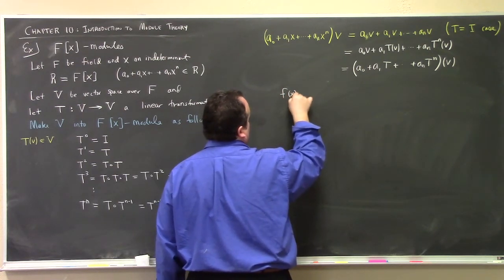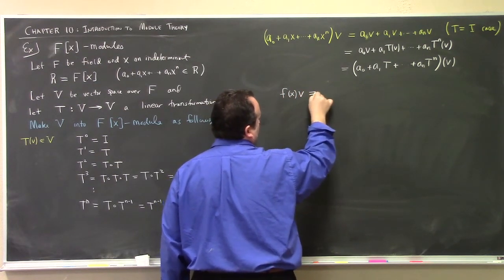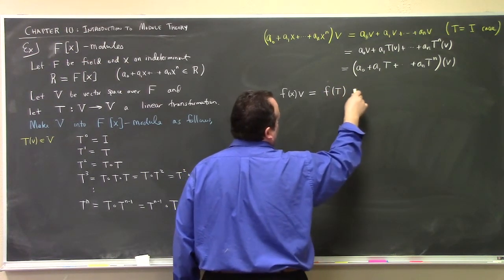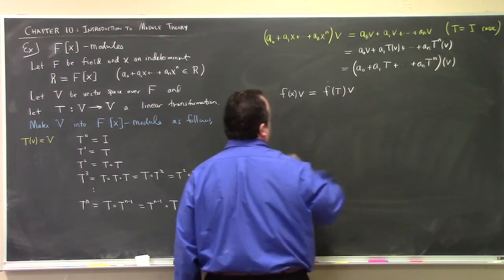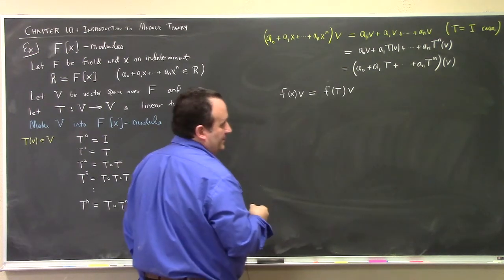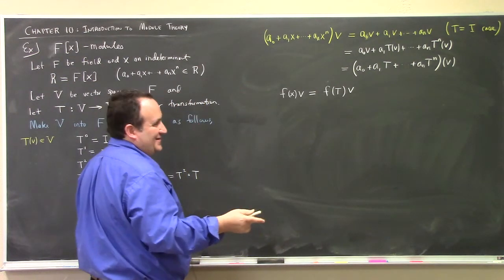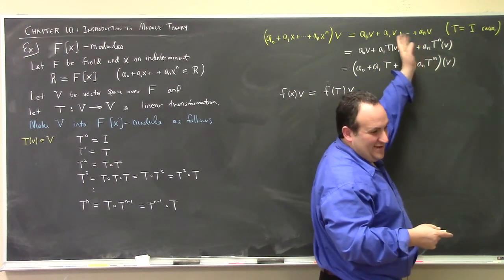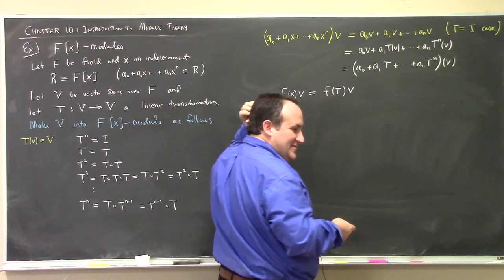And so another way to write this action is simply as follows. f of x acting on V is equal to f of T acting on V. And so when T is the identity, those are all just V. That drops back to your action. Neat.